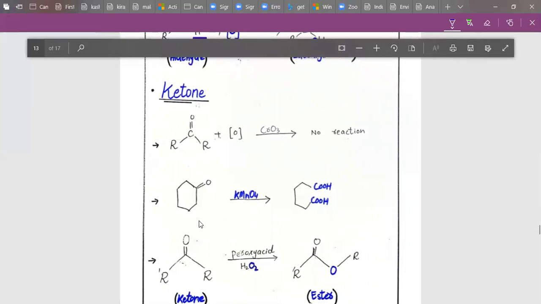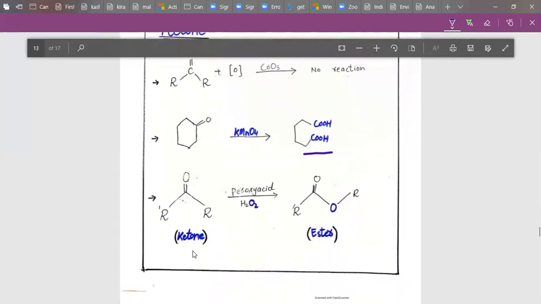Here we take a ketone. A ketone in the presence of KMnO4 produces this product. Again, when we take a ketone in the presence of peroxyacid, then it produces an ester. So the ketone undergoes two types of oxidation process, with KMnO4 and with H2O2.